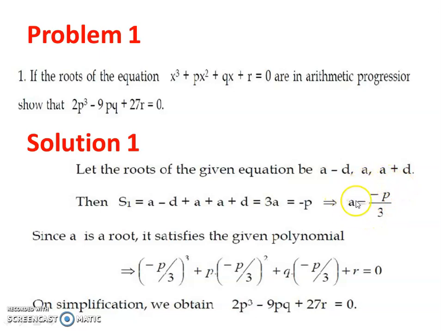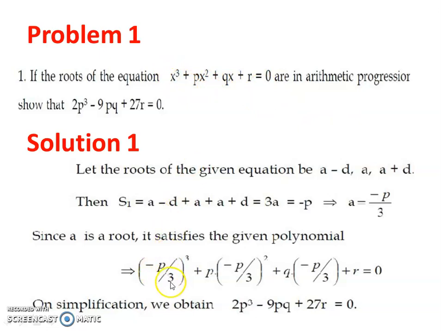Here we know that the roots are a minus d, a, a plus d. Therefore, a is one of the roots of the given equation. And therefore, since a is equal to minus p by 3, we can say that minus p by 3 is a root of this polynomial equation. Therefore, minus p by 3 will satisfy this polynomial equation. So you can put minus p by 3 instead of this x.